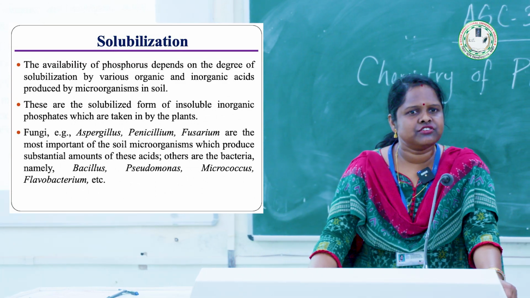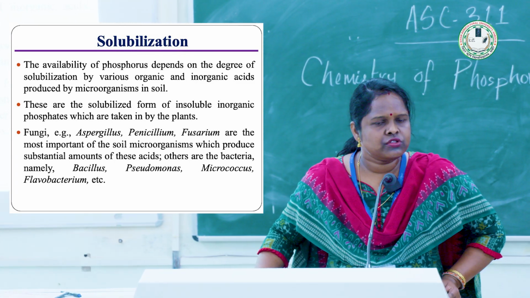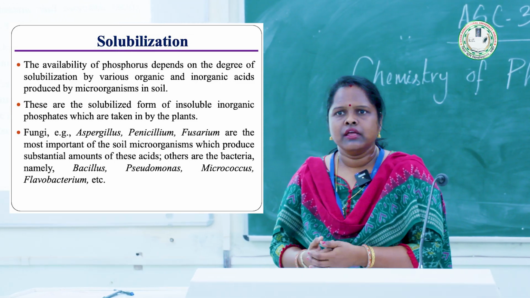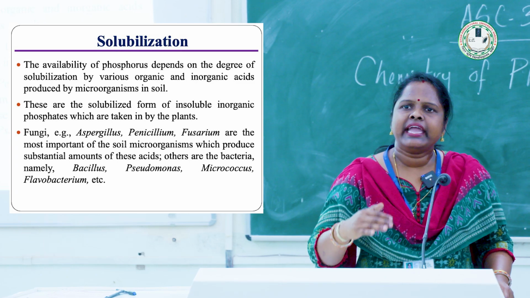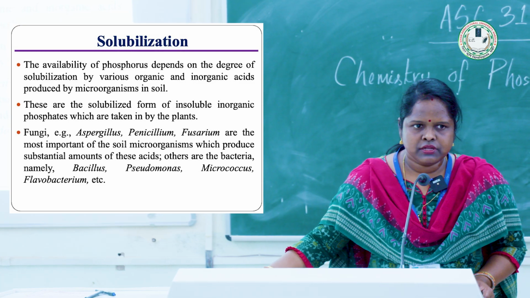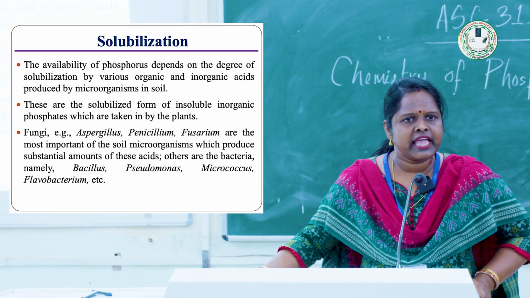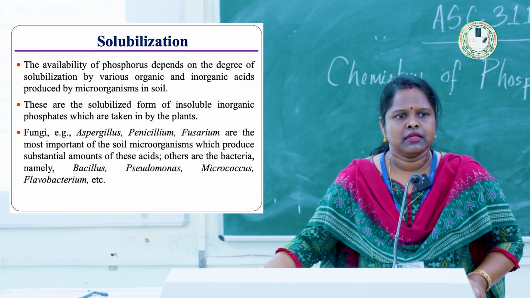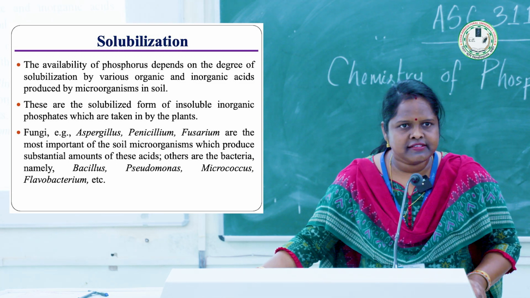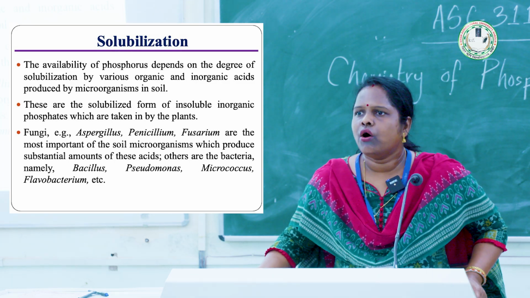So what is solubilization? We have already discussed in the microbiology course that solubilization is the method which is governed by the soil microorganisms. In solubilization, the microorganisms secrete some lower molecular weight organic acids in the soil solution phase. So what are those organic acids? Can you name them? Example? Malic acid, tartaric acid, succinic acid. These are some examples of the lower molecular weight organic acids.